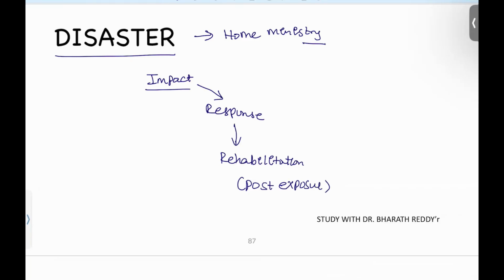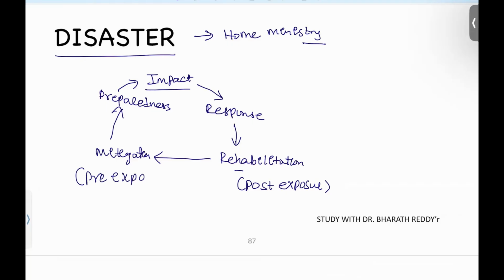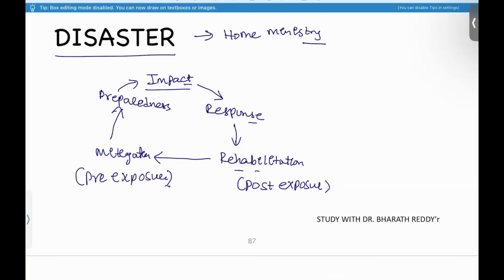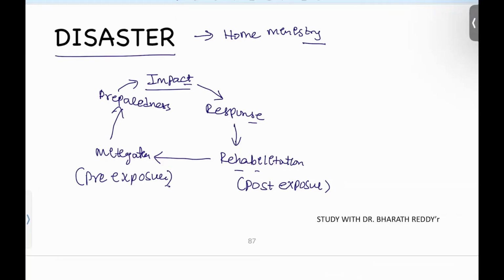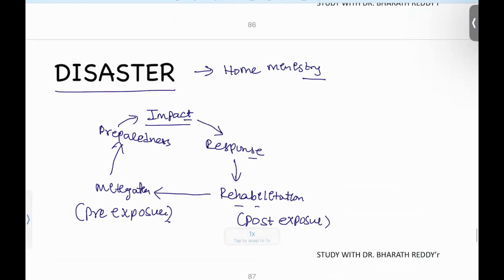But before that, once the rehabilitation is done from the previous disaster, you have to do the mitigation. Okay, mitigation. From that, preparedness should be started for the next disaster. Right, this is the cycle for the pre-exposure. Okay. First, if there is an impact, this will cause the response and rehabilitation for the patients. And next part, you have to mitigate and then start the preparation for the next disaster. Right.